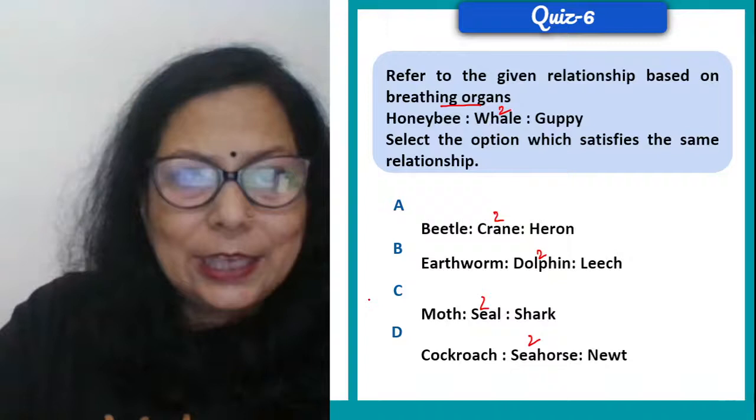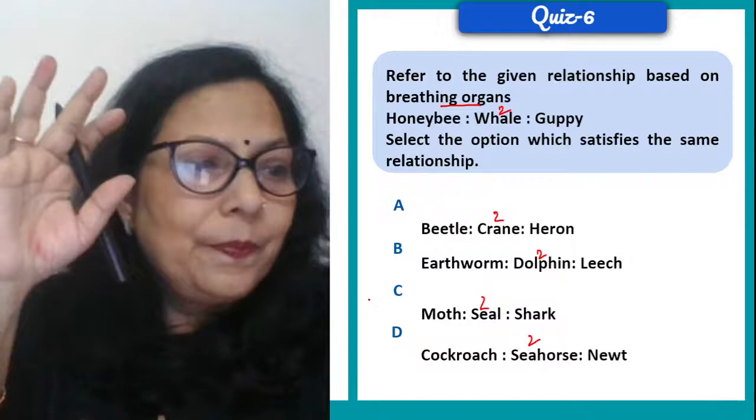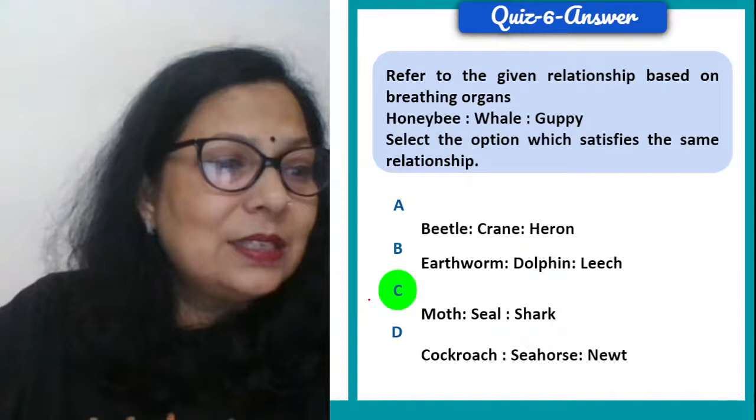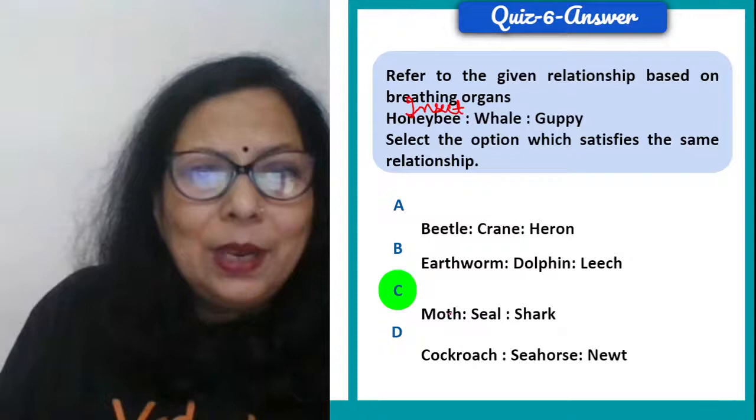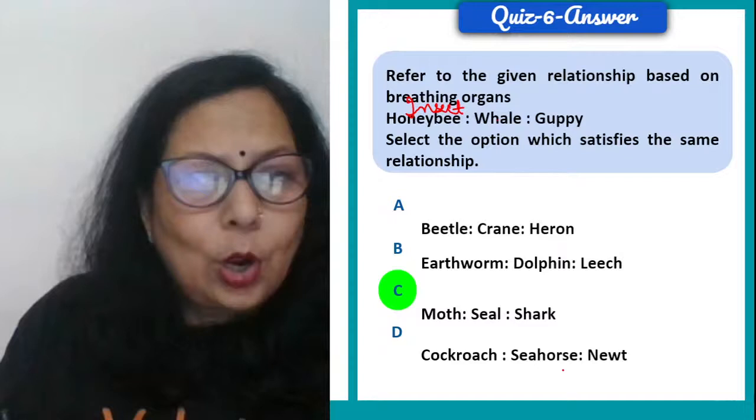Honeybee has the same breathing organ. Honeybee is an insect. Earthworm belongs to Annelida. It is C. Hello, Bhavika. Good evening. Yes, it is C. Honeybee is an insect, so it is similar to moth, and cockroach is also the same, but whale is similar to seal, not seahorse, and guppy is similar to shark.